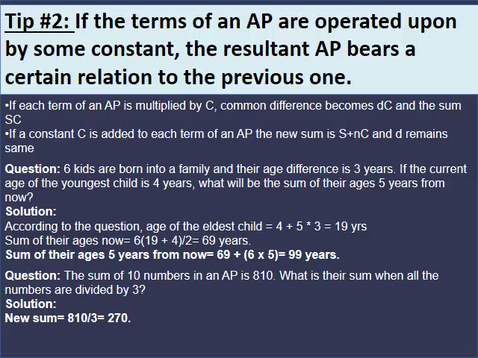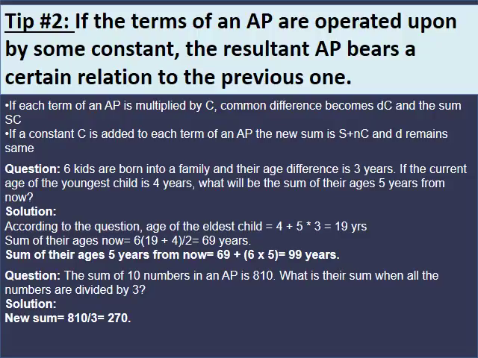Question number 1. 6 kids are born into a family and their age difference is 3 years. If the current age of the youngest child is 4 years, what will be the sum of their ages 5 years from now? Here's the solution.